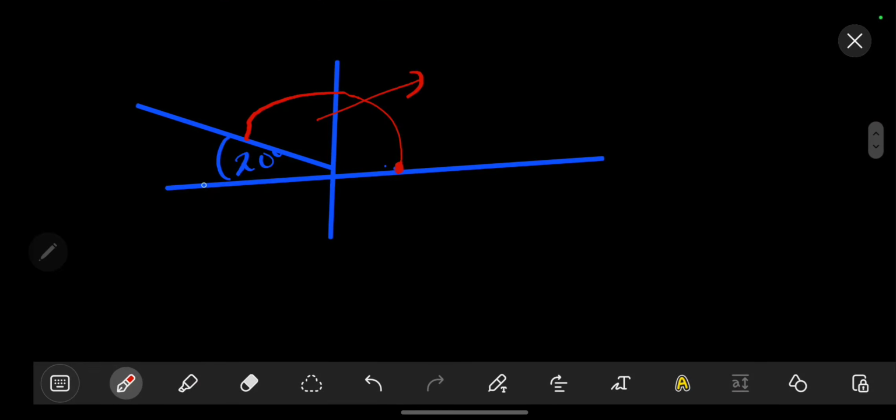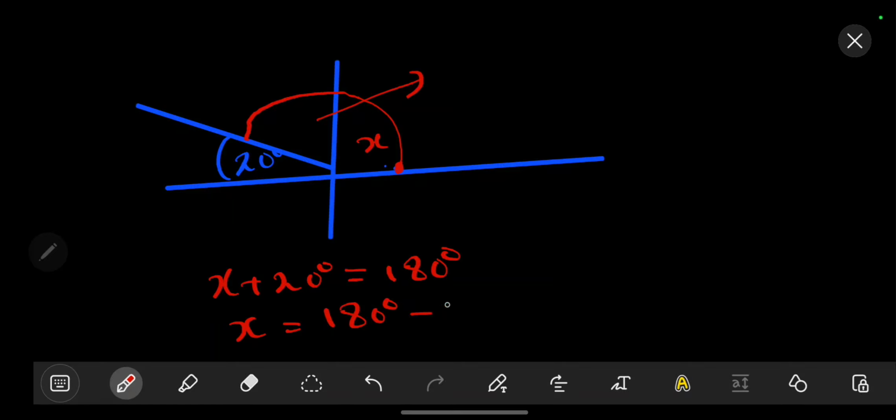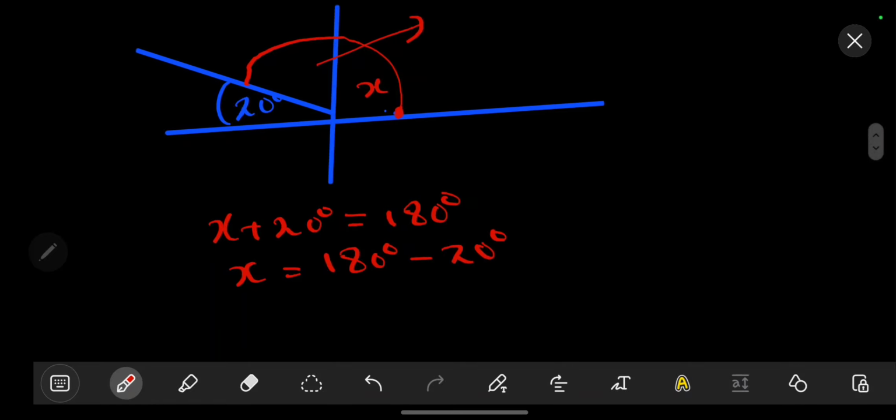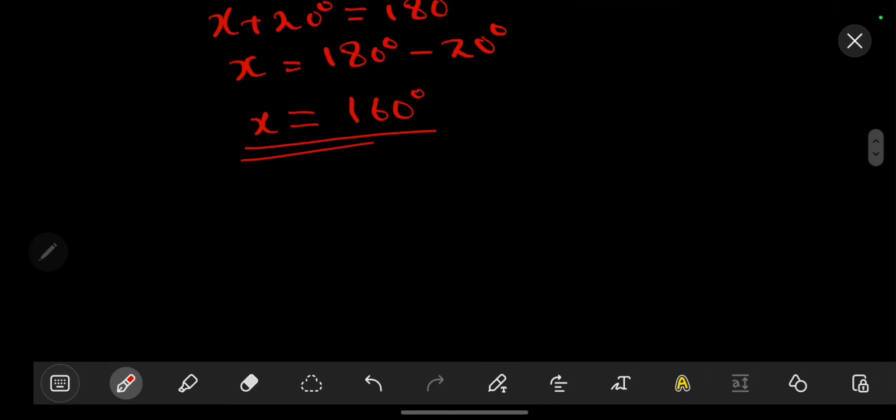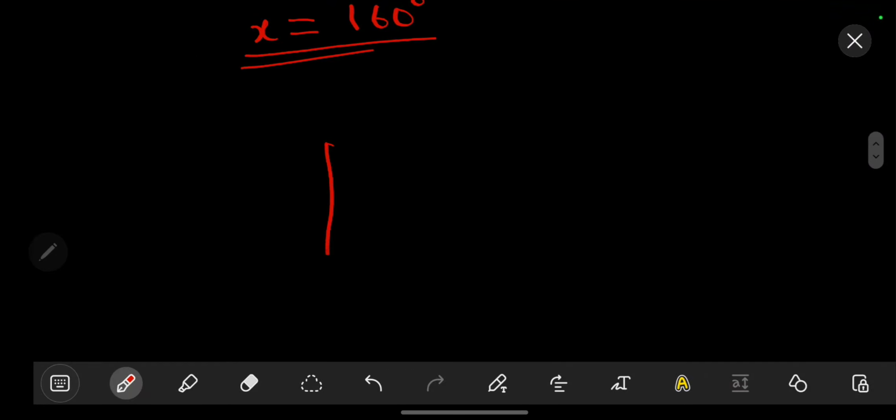And if we know this is a straight line, meaning it is equal to 180, let's say we name this as our x. When we say x plus our 20 degrees should be equal to 180 degrees, so our x is equal to 180 degrees minus 20 degrees. So we are going to have 180 minus 20 degrees. It will give us 160 degrees. So this is our x. So we are going to be using angles measured from the positive x-axis.